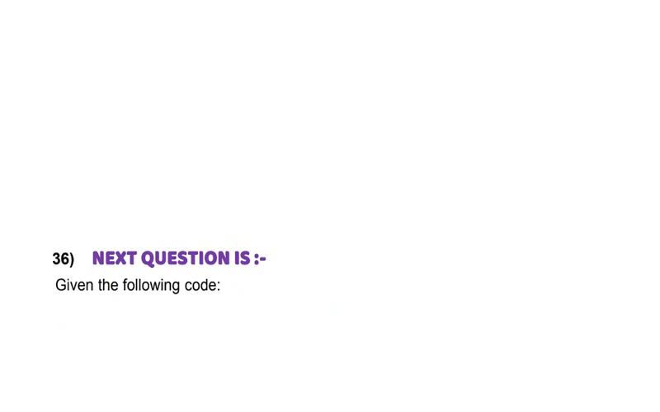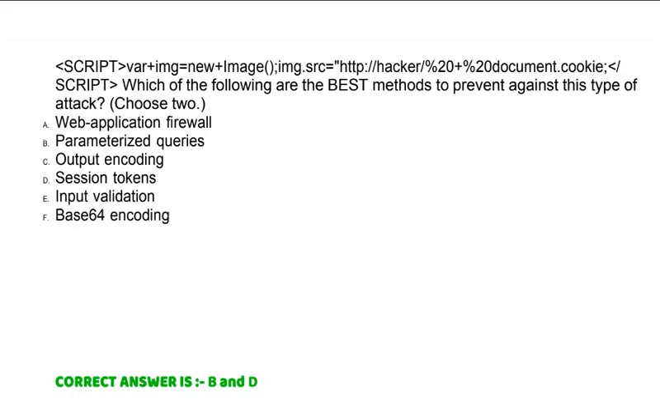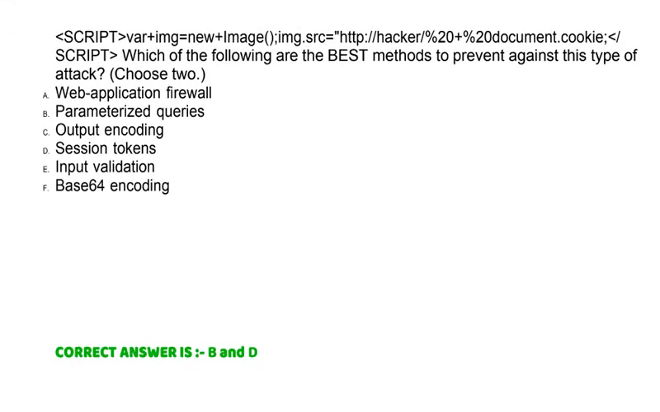Question: Given the following code, which of the following are the best methods to prevent against this type of attack? Choose two options. Option A, web application firewall. Option B, parameterized queries. Option C, output encoding. Option D, session tokens. Option E, input validation. Option F, Base64 encoding. Correct answer is option B and option D.